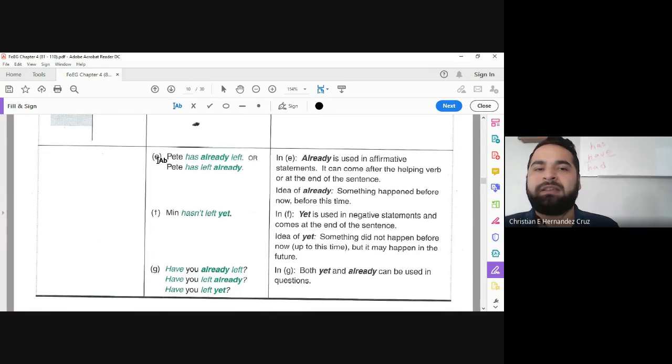Okay, so in sentence E, it says Pete has already left, or we could actually use the alternate, Pete has left already. Both of these are grammatical, both of these are correct. Already is used in affirmative statements. It can come after the helping verb or at the end of the sentence. So remember that affirmative statements means positive. By positive, I mean it's not negative, and by that I mean it doesn't use "not," or it doesn't use "no." So the idea of already. Something happened before now, before this time.